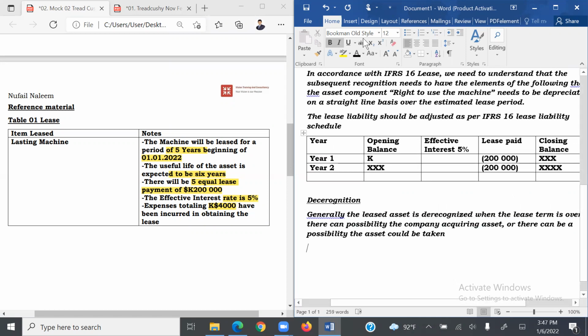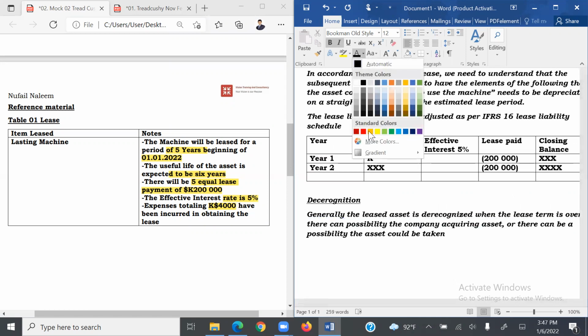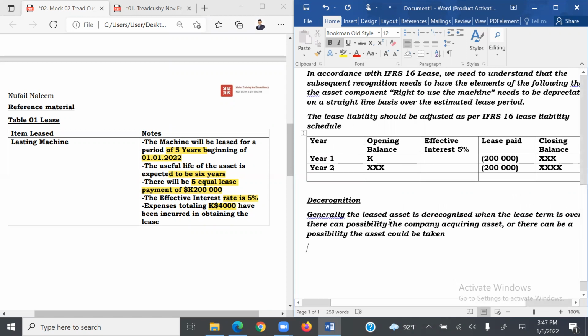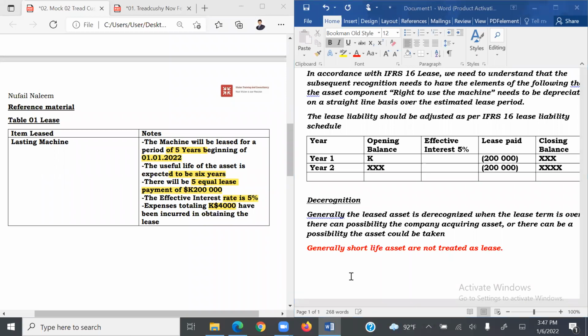And I just want to write one more thing. This was also there in the suggested answer. Generally, short life assets are not treated as lease. This is very important, students. Short life assets we generally do not treat as lease.